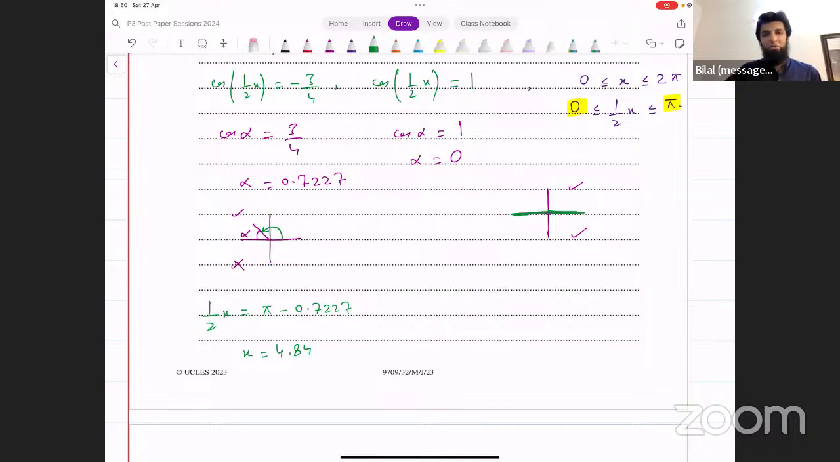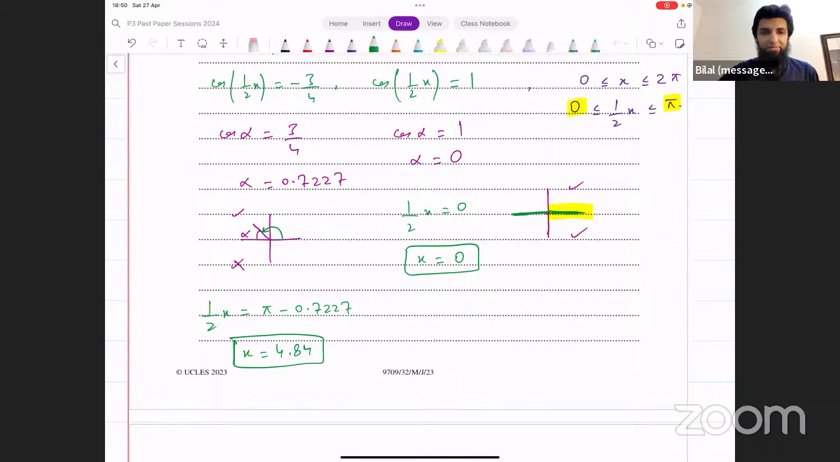Which one do we choose? The one on the right side, right? Because here we've got both ticks. So this is the angle that we choose here. What's that angle? That's 0. So we get half x equals 0 from this, and the value of x that we get from this one is 0. These are the two possible values of x that we get. x is either equal to 0 or it's equal to 4.84. These are the two values of x that we get.